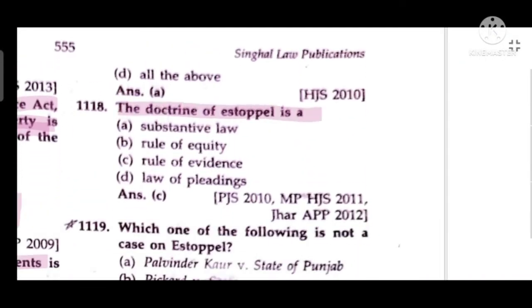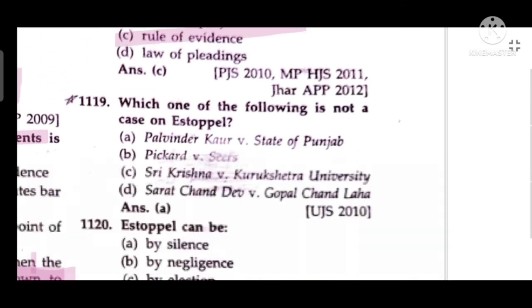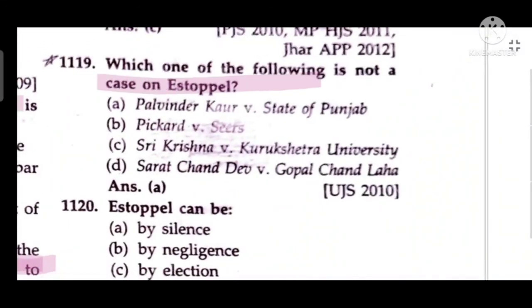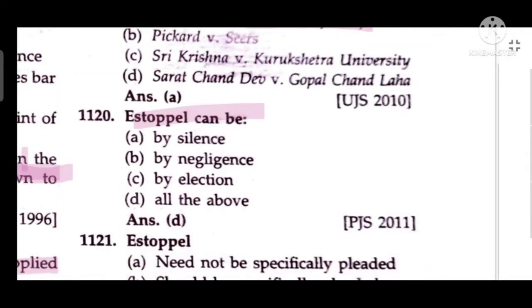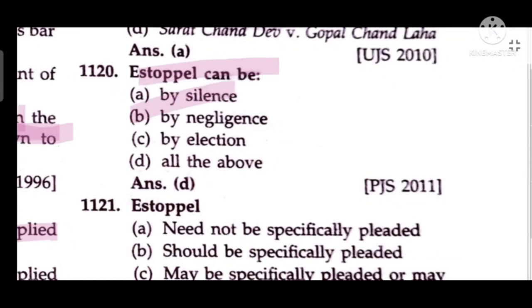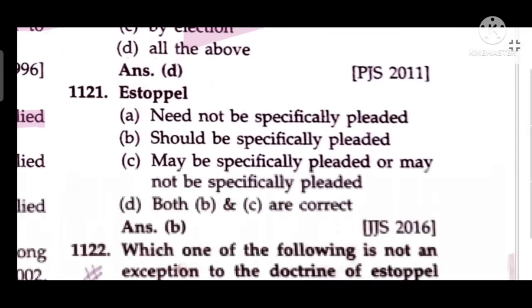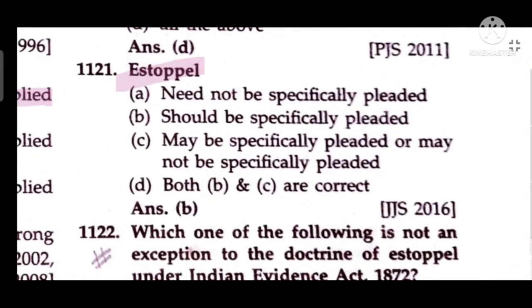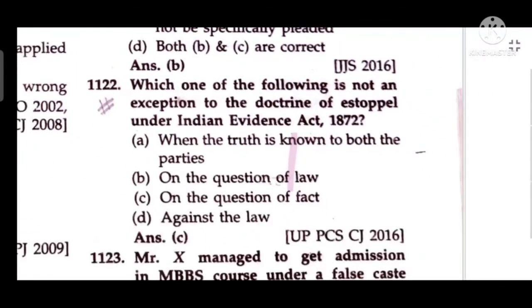The doctrine of estoppel is a rule of evidence. Which one of the following is not a case of estoppel? Parvinder Kaur versus State of Punjab. Estoppel can be by silence, negligence, election. Estoppel should be specifically pleaded.